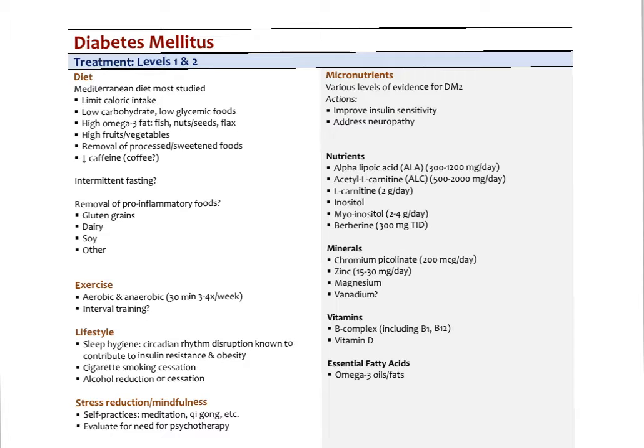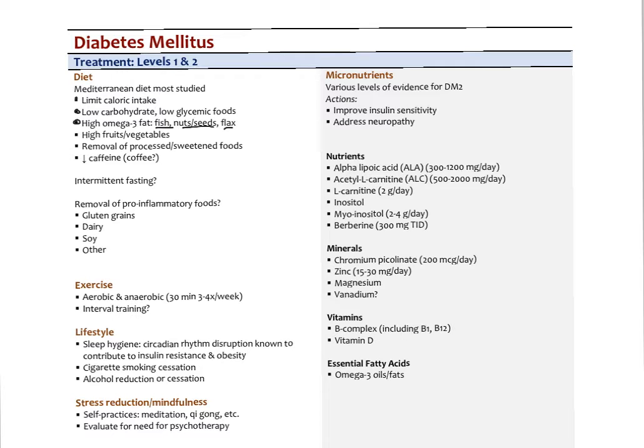So in terms of level 1 and level 2 treatment, in terms of diet, the Mediterranean diet has actually been the most studied for diabetes, and the general features of that diet are, number 1, to limit caloric intake, but also generally a lower carb, low glycemic food, like whole grains, things like that, as opposed to simple sugars. Good fats, omega-3 fatty acids, things like fish, especially cold water fish, nuts and seeds, flax.